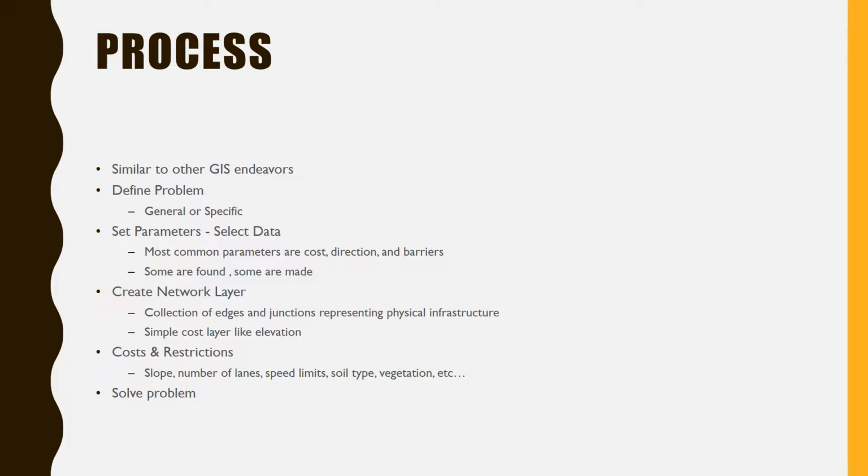Next, we're going to talk about creating a network layer. Network layers are basically a collection of edges and junctions representing physical infrastructure. And so it tends to be the locations where you can go and where you can't go, and the things that stop you. And then there's simple cost layers like elevation that you can use. You can also put costs and restrictions.